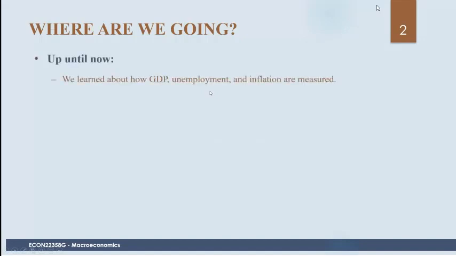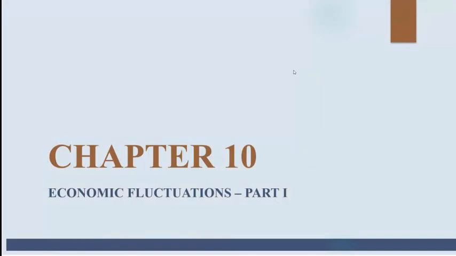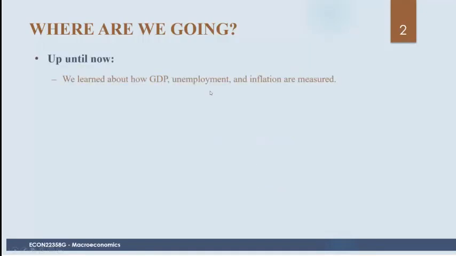So up till now, we learned about GDP. Okay, so let's get started. Today we're going to develop a simple aggregate supply and aggregate demand model, and that's what we cover in Chapter 10. Up till now, we learned about GDP, unemployment, inflation.